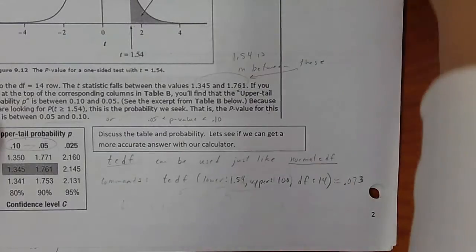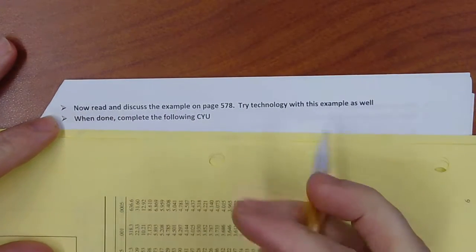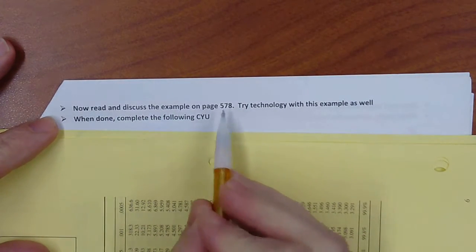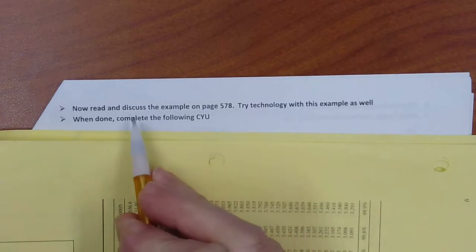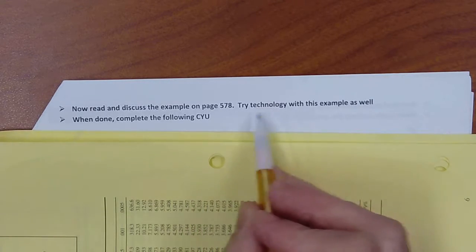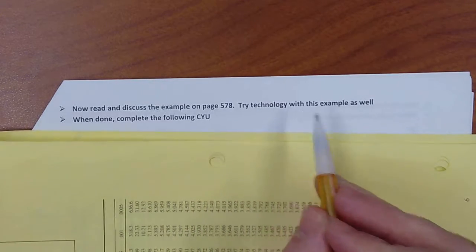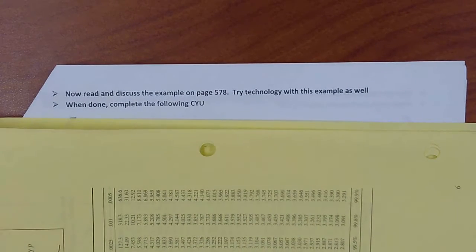Okay, let's go ahead and go on to the next page. I want you to read the example on page 578. They go to a two-sided test now. The one we just talked about, the battery life, was one-sided. So I want you to read that. I'll talk about a couple things there. We'll also take a look at the technology steps and then wrap up today's lesson with the check your understanding. Okay? Pause and do that.